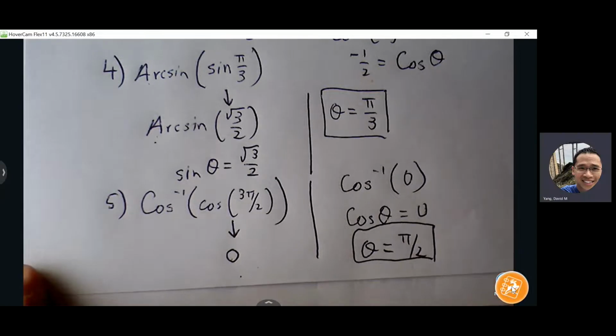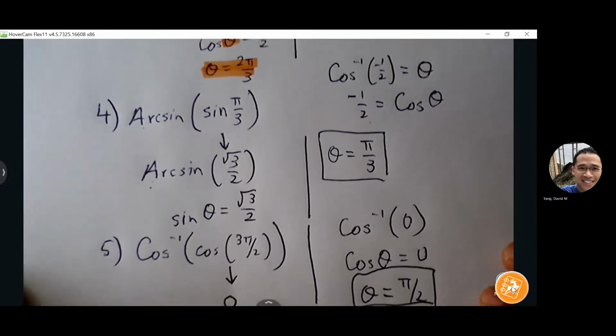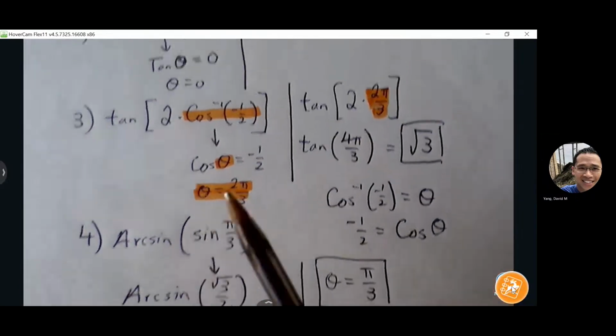Pi over 6 or cosine. Yeah, 3 pi over 2, right? Yeah. Okay, number 6.